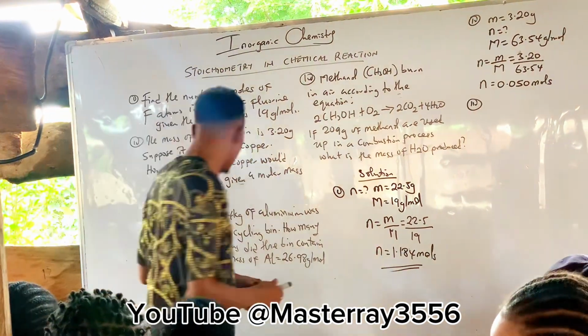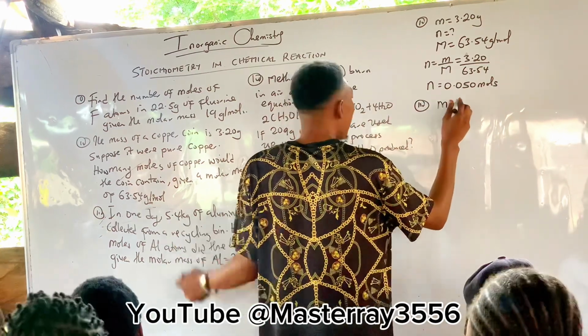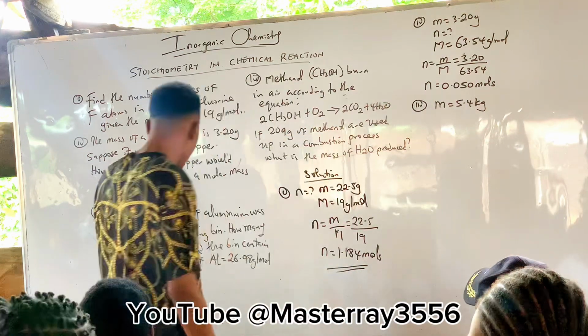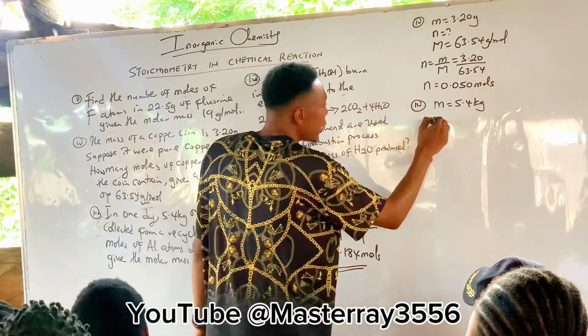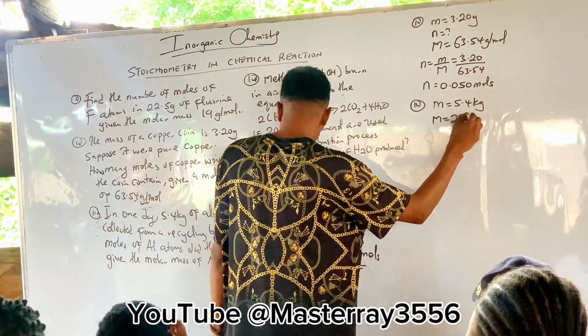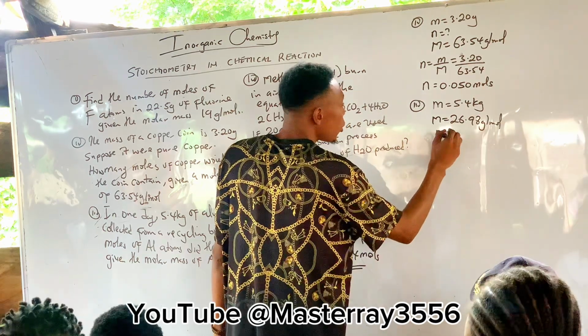So this time around, we are given our mass, 5.4 kilogram. Then we are given our molar mass, big M, to be 26.98 gram per mole. So we are looking for the number of moles.